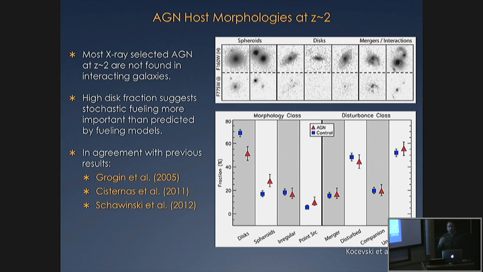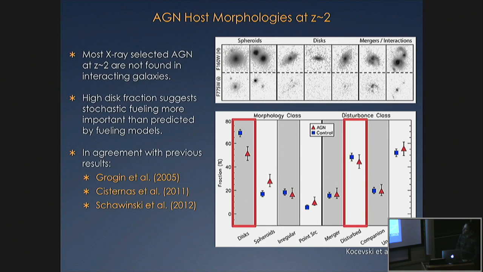What we find, consistent with previous results, is that there really isn't a significant difference between the AGN population and the quiescent population. This plot shows the fraction of galaxies with a particular morphology: disks, spheroids, things classified as mergers, and things classified as disturbed. There's a lot going on here, but I'll focus your eye on this one. For galaxies classified as disturbed, both AGN and control galaxies have roughly the same fraction. There's no statistically significant difference between them. About 50% of both populations are classified as somewhat disturbed, and the rest are classified as completely undisturbed.